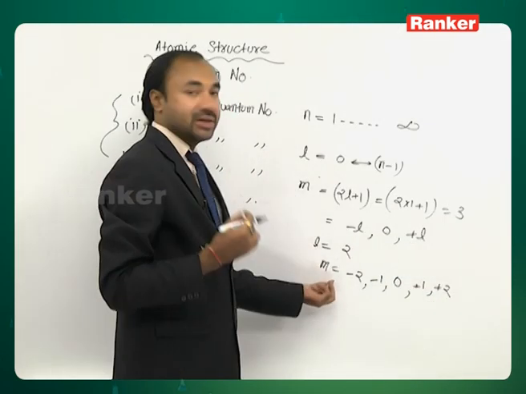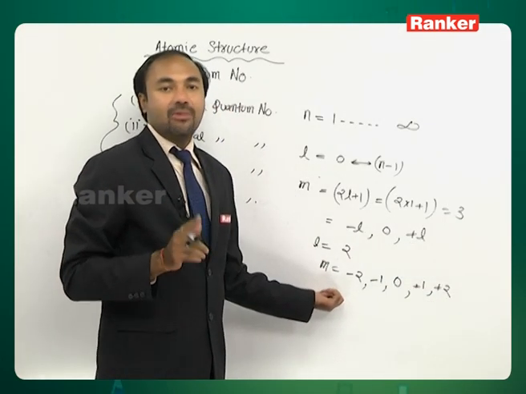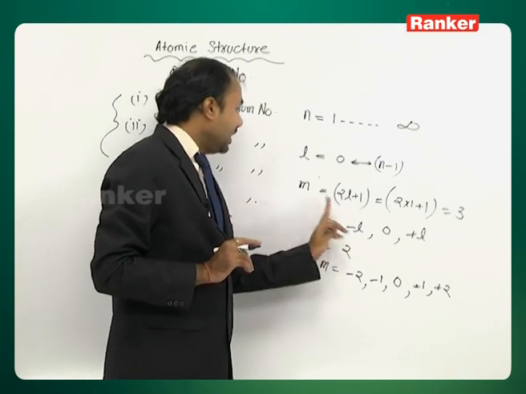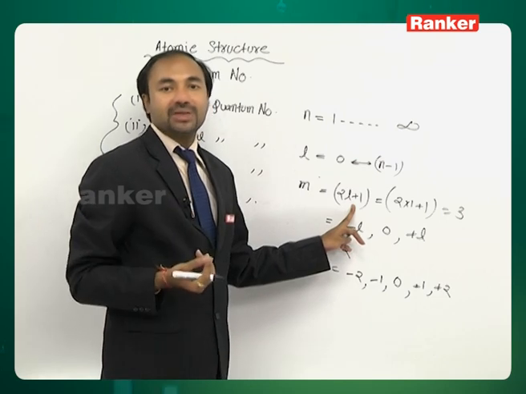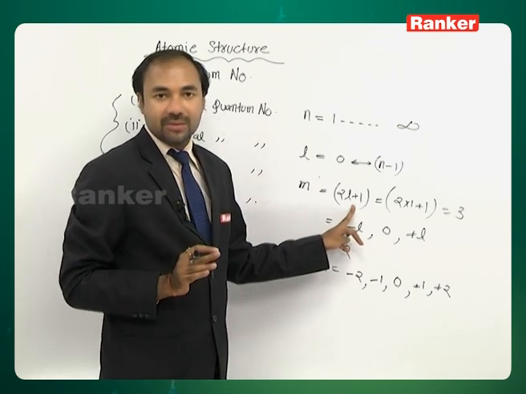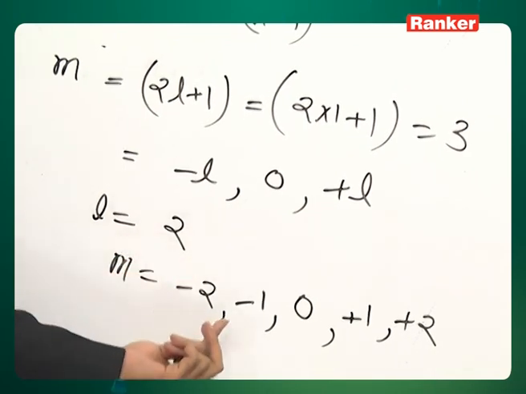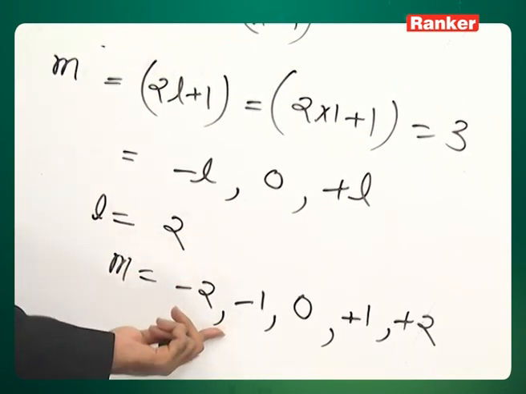And as we discussed here, M tells us about the number of orbitals. Means in L equal to 1, means P subshell, we will have 3 p orbitals. Similarly, L equal to 2 means D subshell, we will have 5 d orbitals.